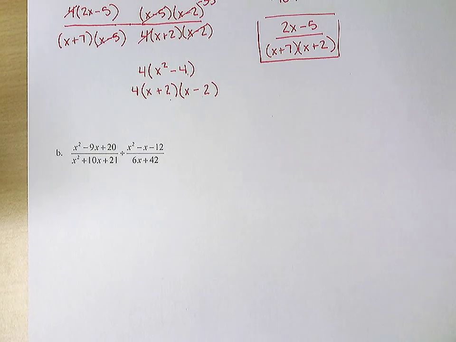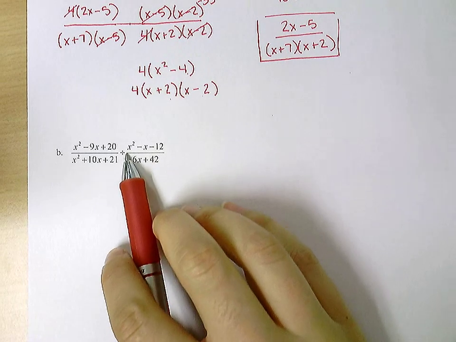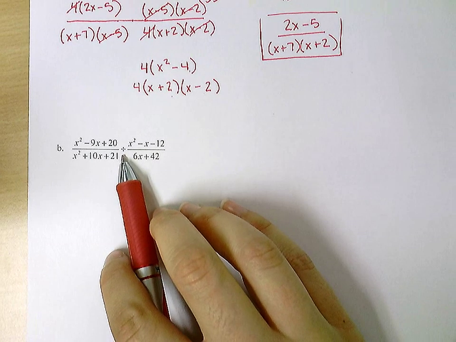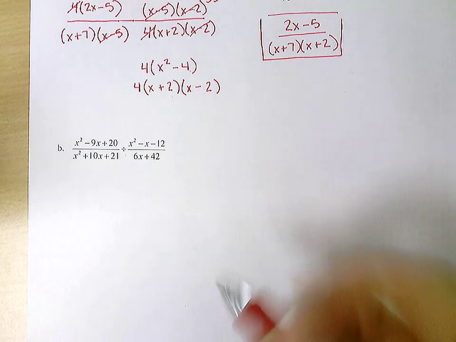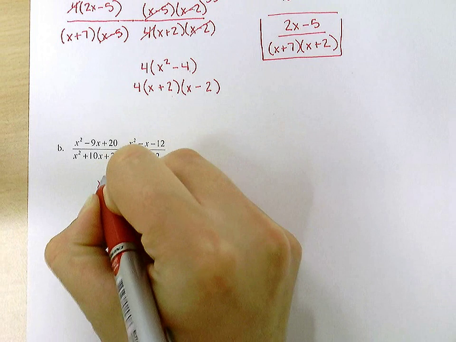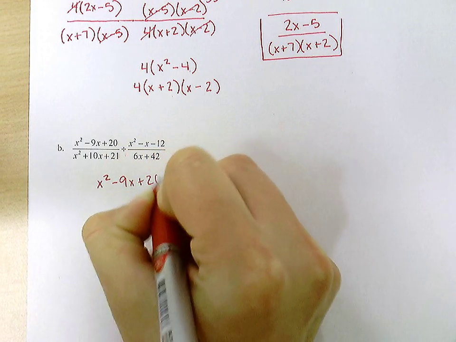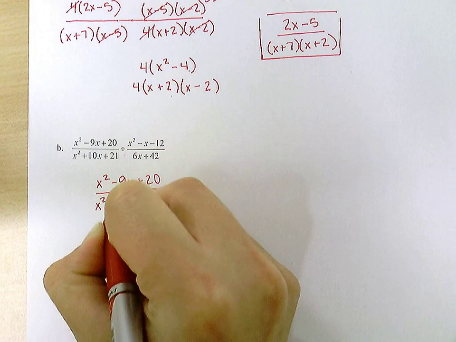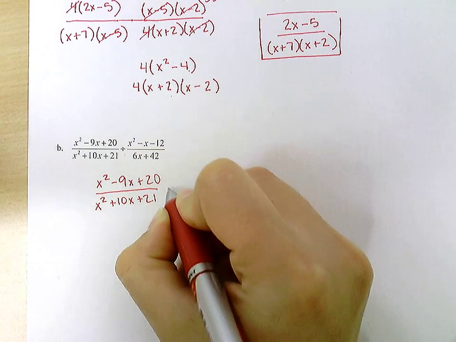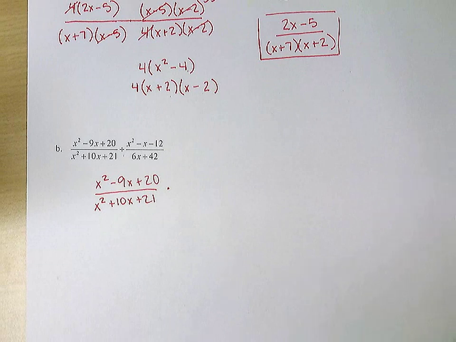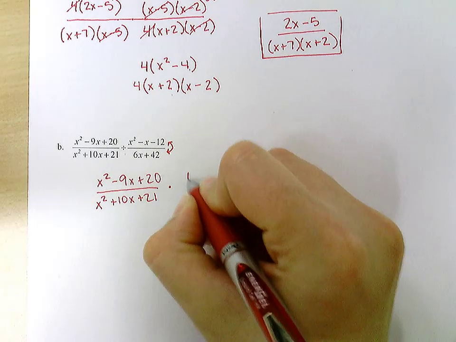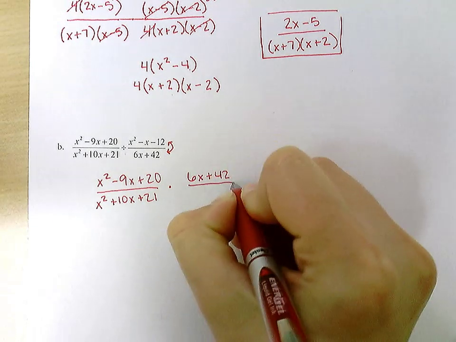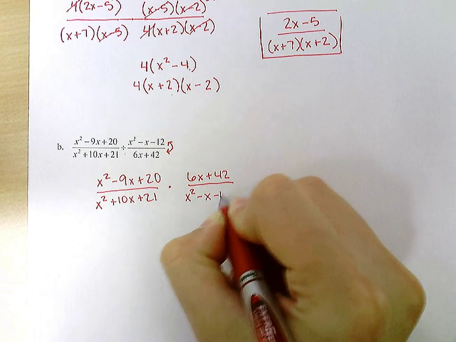All right, then letter B is the same, except this time you're dividing your fractions. So if you have a division symbol, do you remember what I did on the front? What did I do on the front? How do I change this? You flip it. So I would have x squared minus 9x plus 20, keeping my first fraction the same, and I want to multiply by the reciprocal instead. So I need to switch my numerator and denominator. So I would have 6x plus 42 over x squared minus x minus 12.